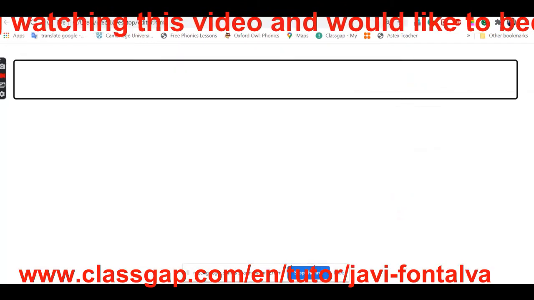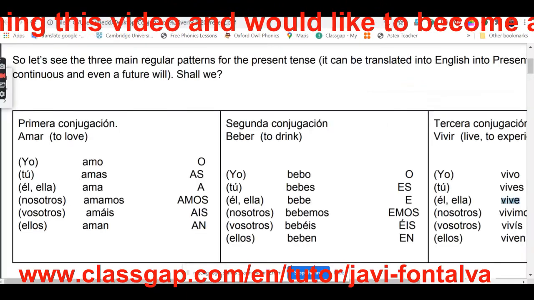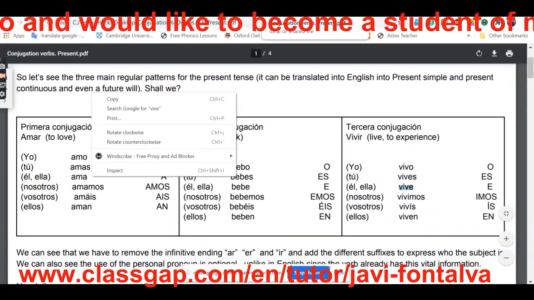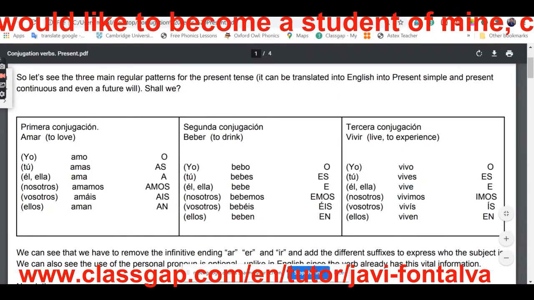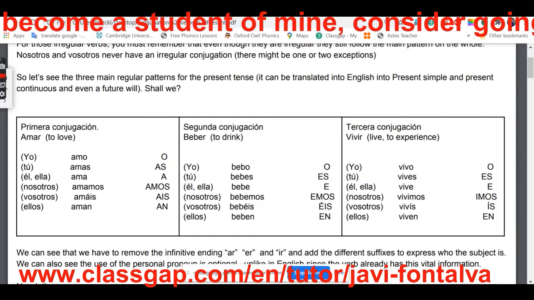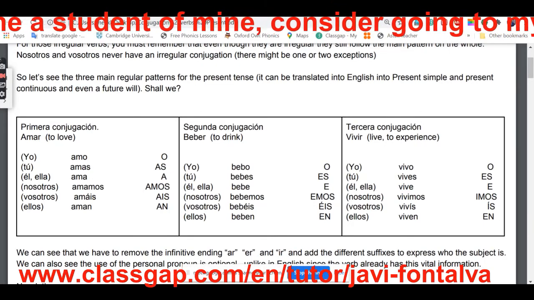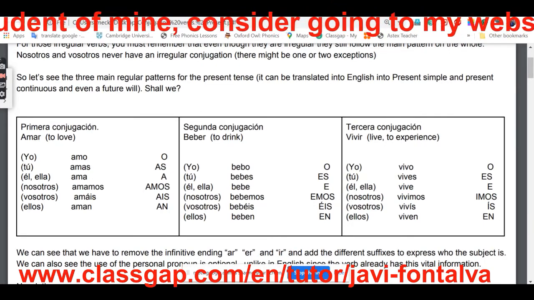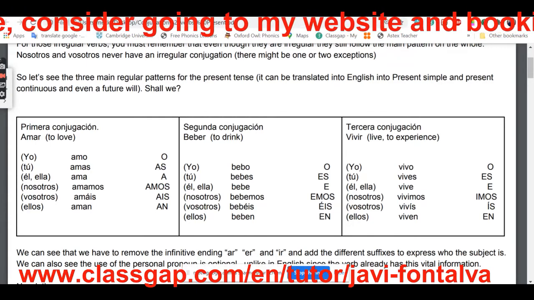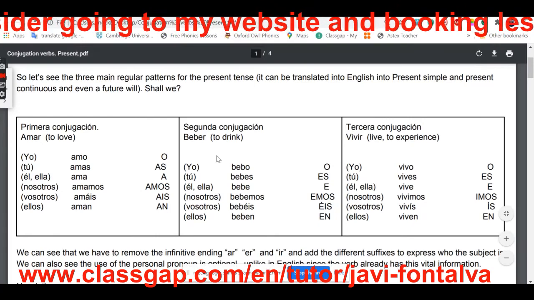Hello. Hi, over there. Can you hear me? Hello, yeah, hello. I can hear you. Okay. Yes, loud and clear. Right now, I'm explaining Spanish conjugation. Can you see my screen? Yeah, I can see you clearly. Mm-hmm.